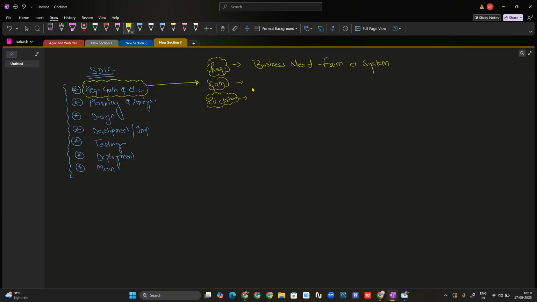From the client perspective, let's suppose the client wants an e-commerce website, and we all know an e-commerce website has a registration page, a login page, and a product listing page. But the client needs a login page. So the login page is the requirement from the client side. But how the login page looks and what the inputs on the login page are, that is the elicitation.